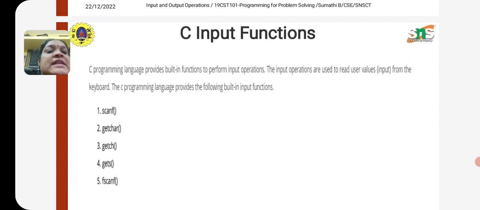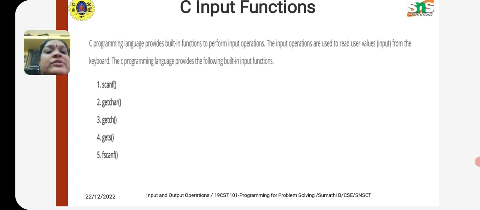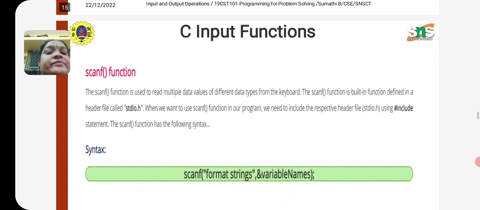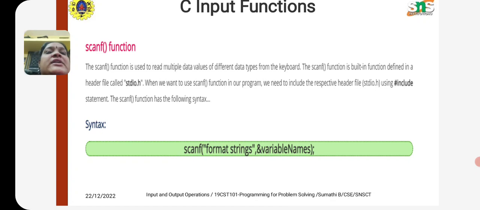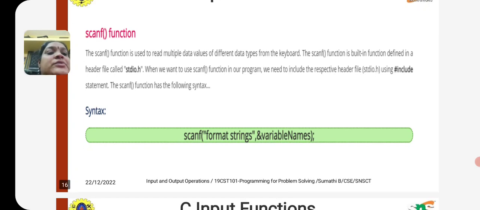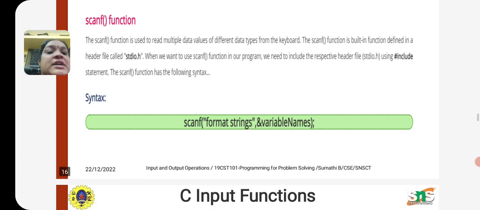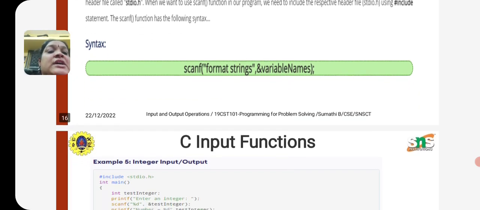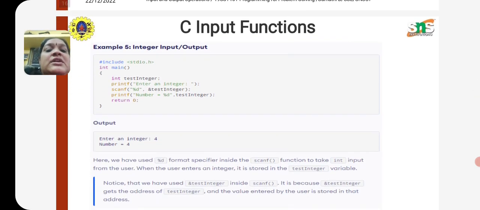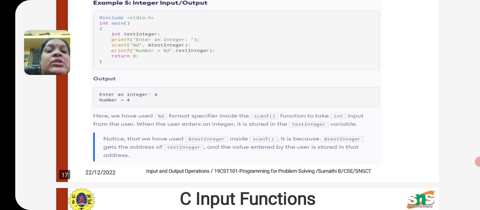These are all the C input functions. The input operations used here are scanf, getchar, getch, gets, and fscanf. scanf you already know. To read input from the keyboard, I use the scanf statement, and with the help of the stdio.h standard input output header file, these functions will be available. The normal syntax is scanf of a format specifier followed by the address of the variable name. This we have already seen in all the programs.